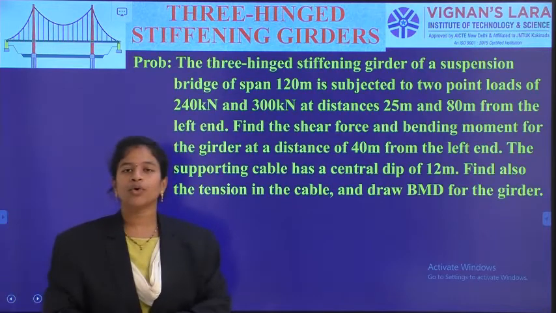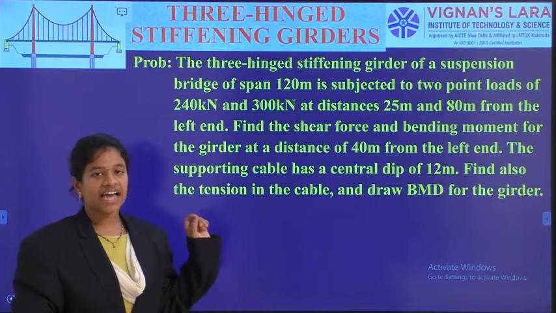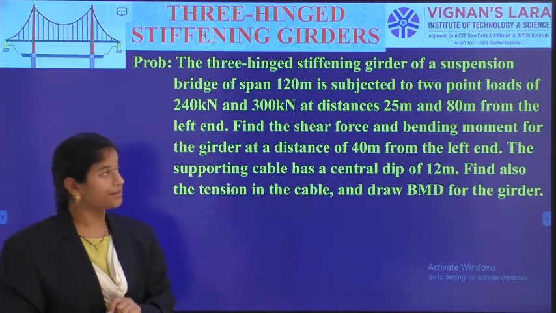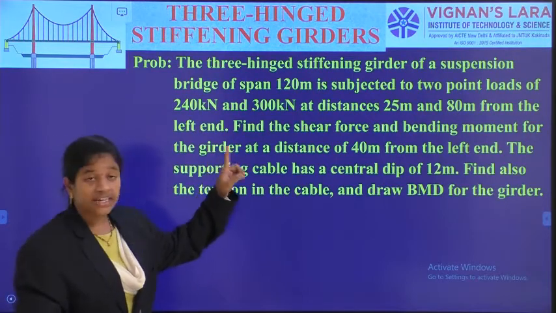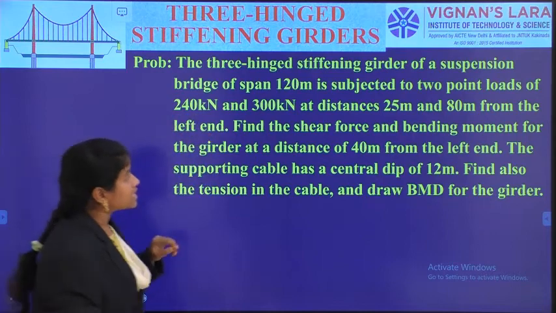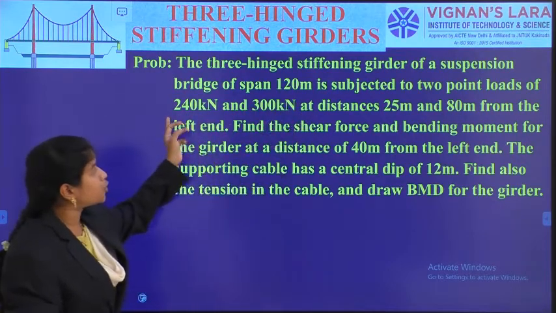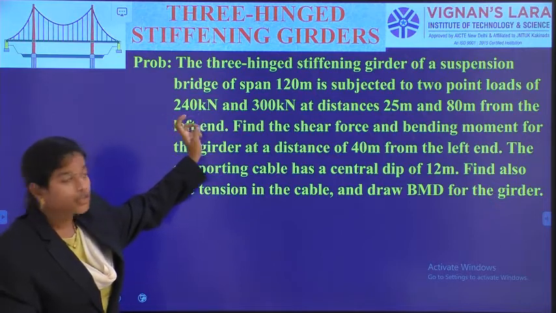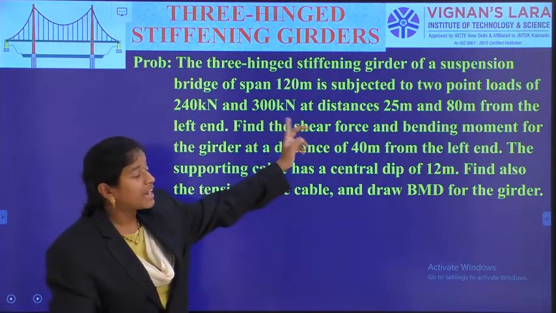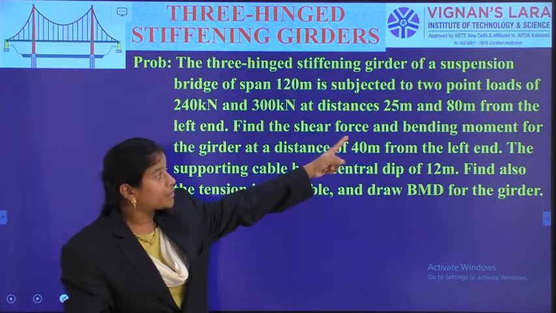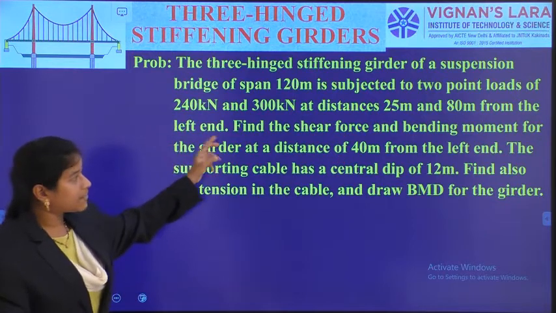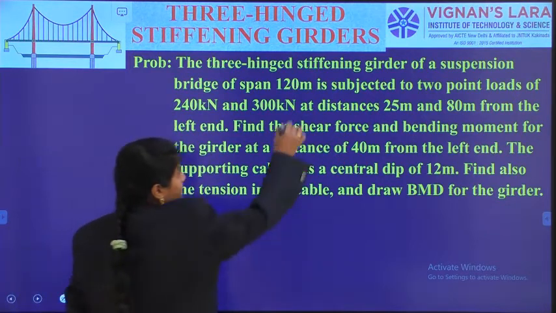So now I am going into a numerical which is having a 3-hinged stiffening girder. The 3-hinge stiffening girder of a suspension bridge of span 120 meters is subjected to 2-point loads, 240 kN and 300 kN, at distances of 25 meters and 80 meters from the left end.